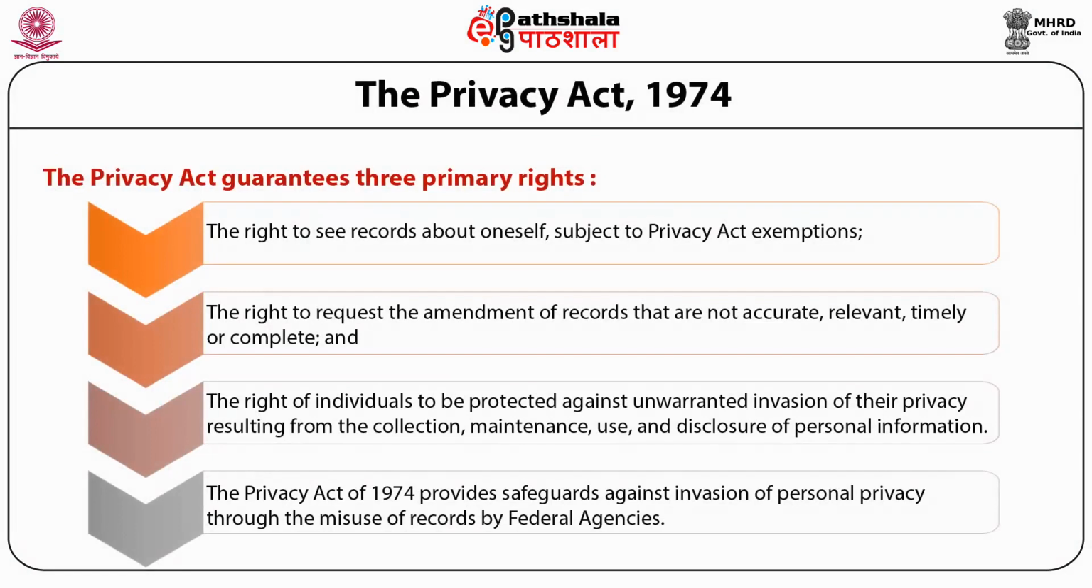Now we come to the Privacy Act 1974 in the United States. The Privacy Act in the United States guarantees 3 primary rights, and it essentially just deals with the use of records held by the government, right? It provides safeguards against invasion of personal privacy through the misuse of records by federal agencies.